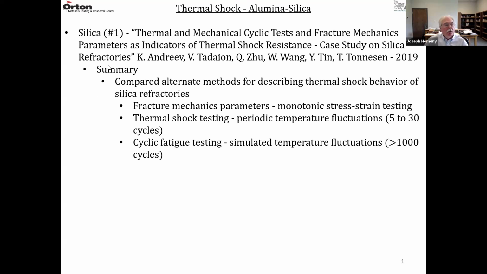So the first paper is on a silica refractory. I'm only doing 1 on silica because it's not that common. It's used in coke ovens and glass tank crowns. And it's not even made in this country anymore, I don't think. It's made in China. So this first paper, thermal and mechanical cyclic tests and fracture mechanics parameters as indicators of thermal shock resistance, is a case study on silica refractories. This is pretty recent. It was done in 2019.